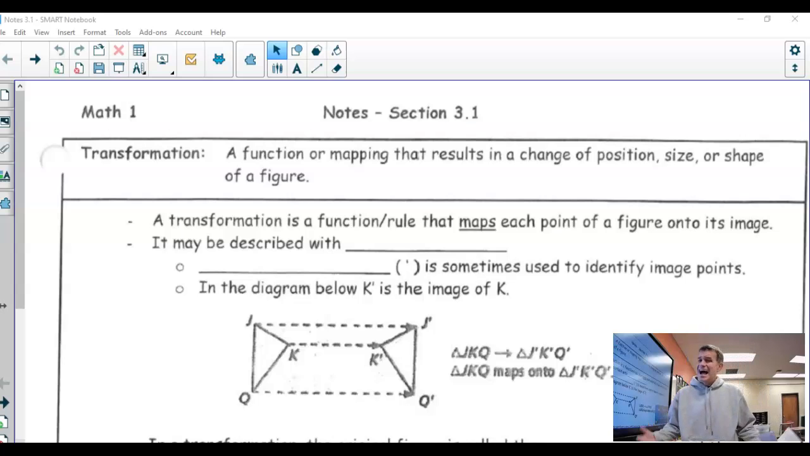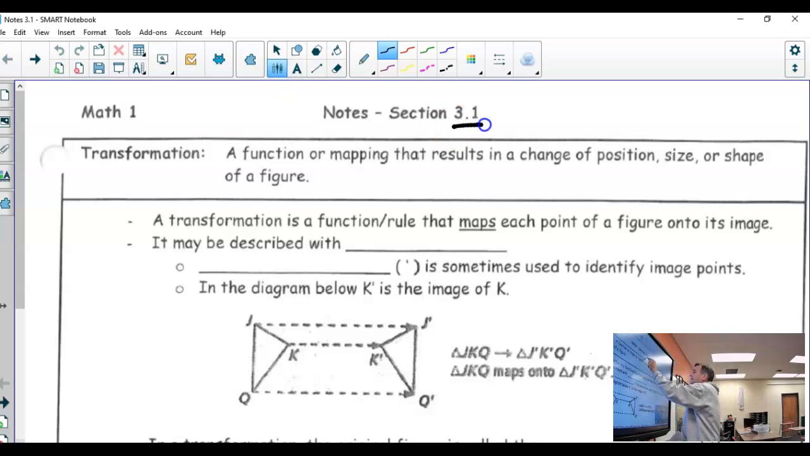So I'm going to go pretty quick through this. It's a lot of vocabulary in this first section. You can stop the video and write stuff down as you need to and restart it. So here we go. This is Chapter 3, Section 1. That's what the 3.1 means, right?